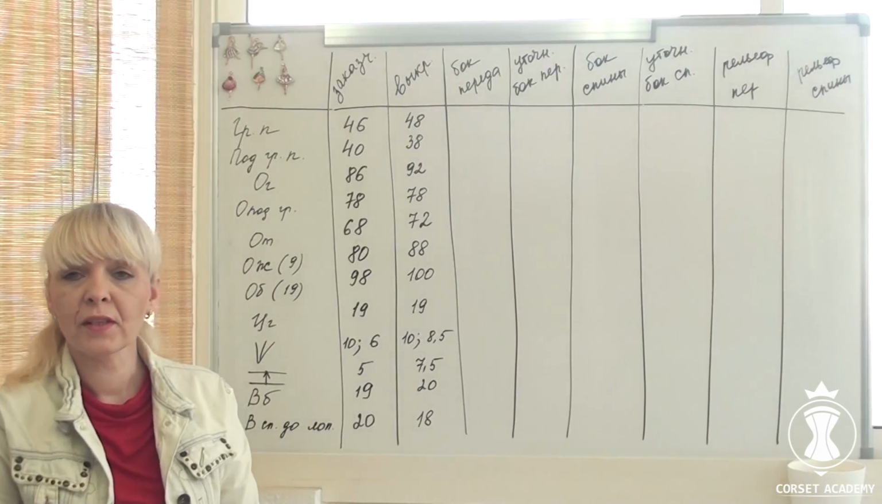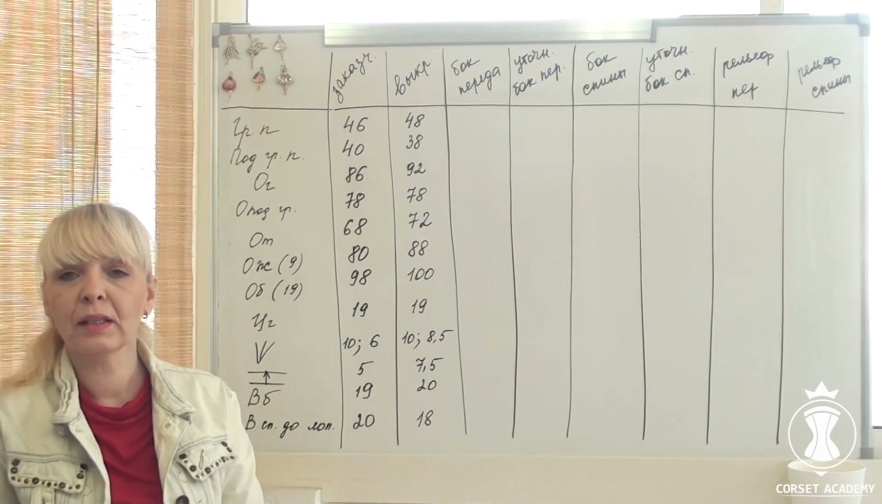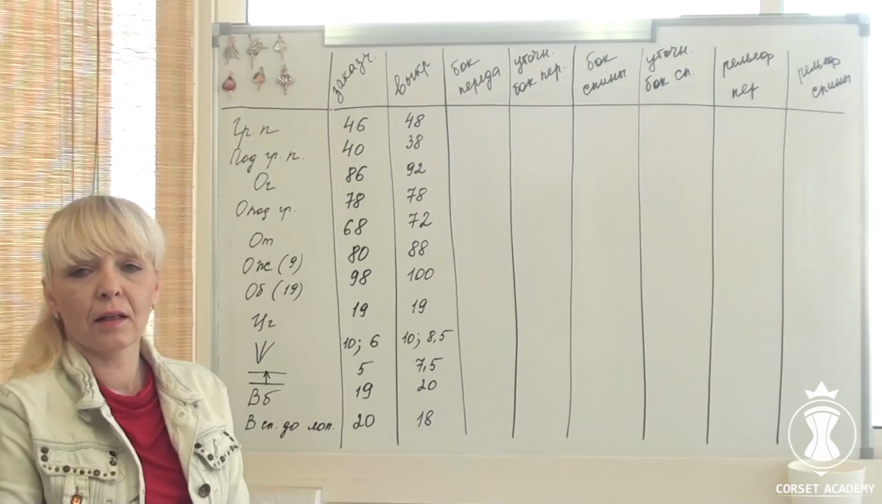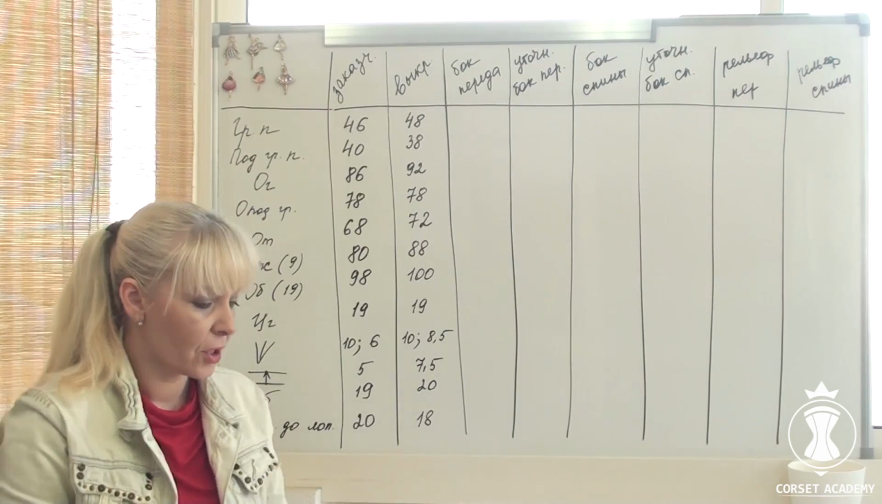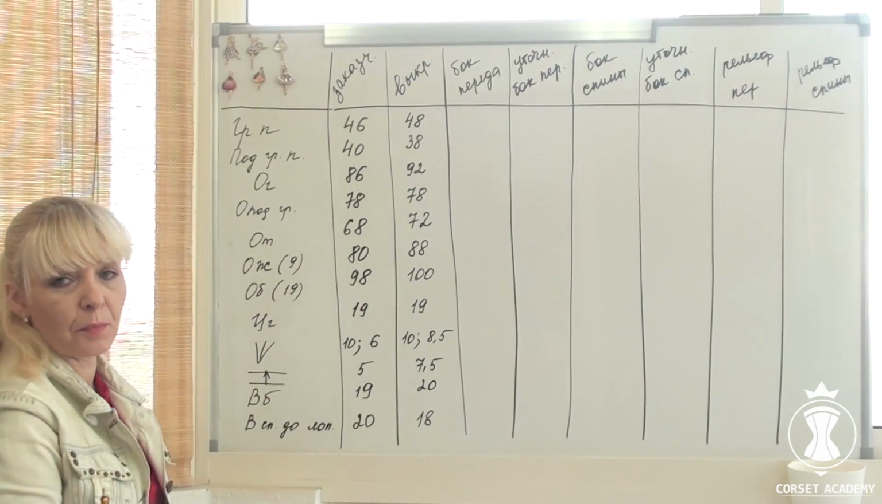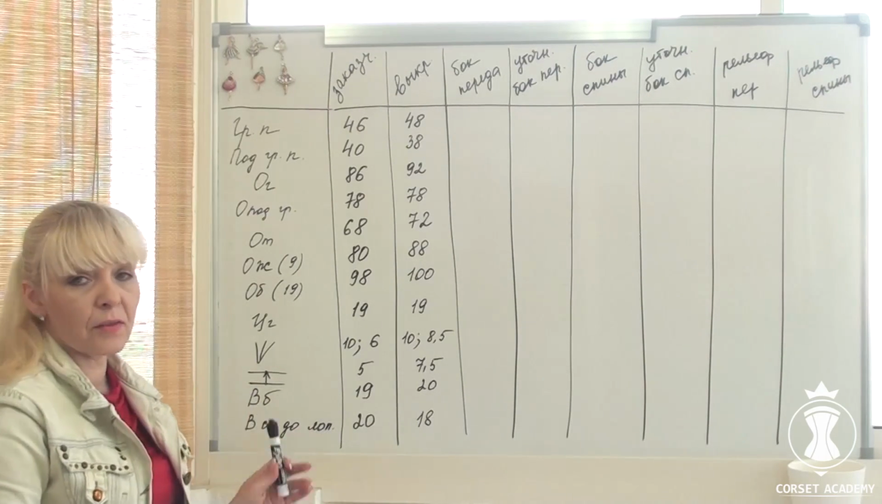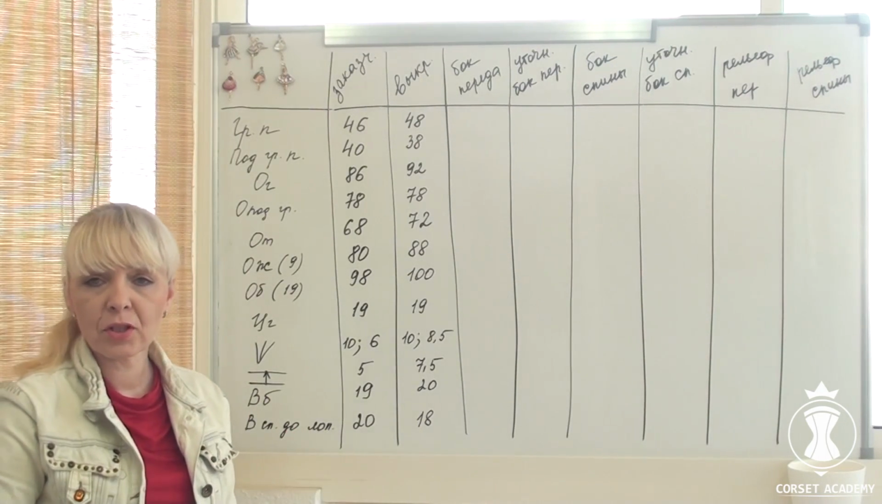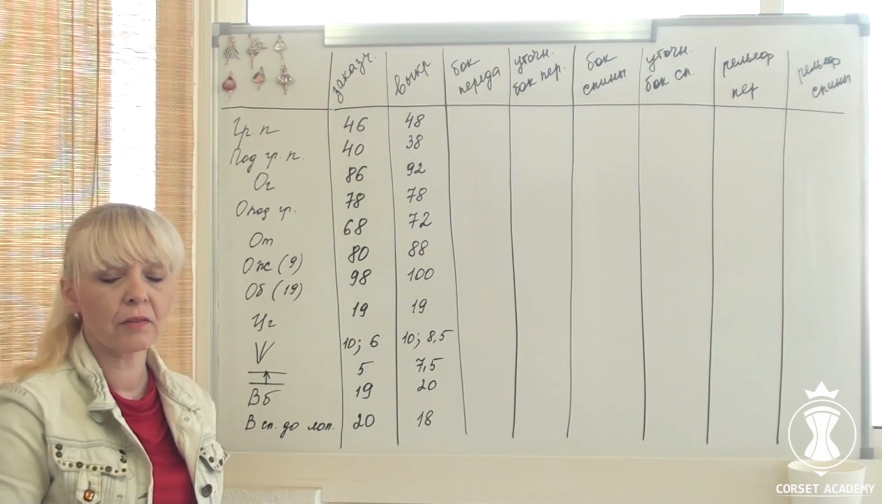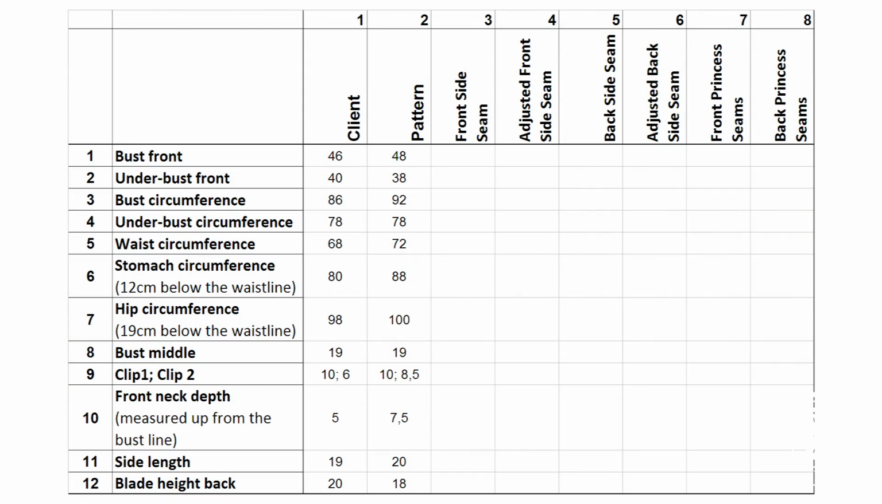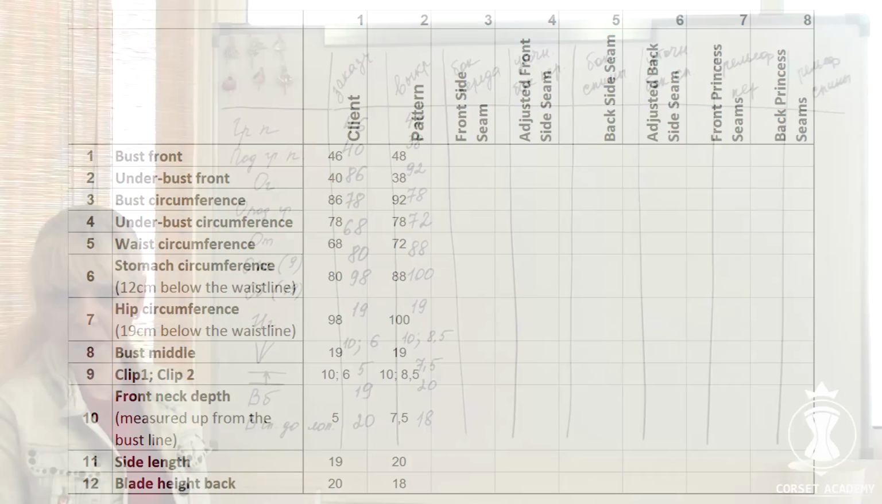Let me start calculating adjustments to the standard pattern. I draw a table with 8 columns. I will use the same measurements I always use for sewing corsets. You don't need any additional measurements in this case. What you need to know are bust front, under bust front, bust circumference, under bust circumference, waist circumference, stomach circumference.